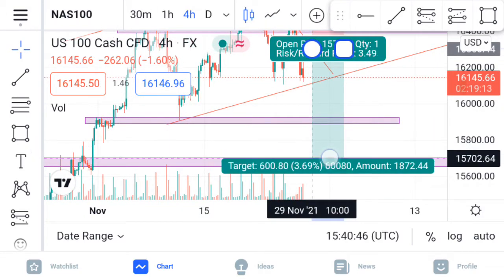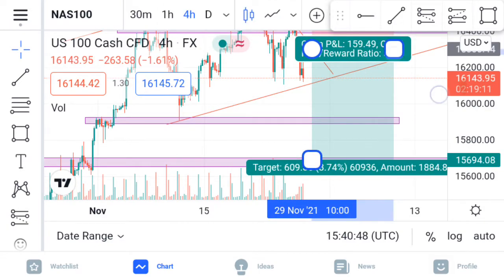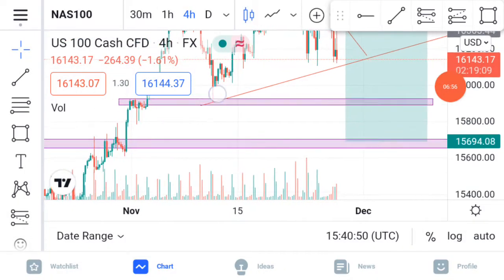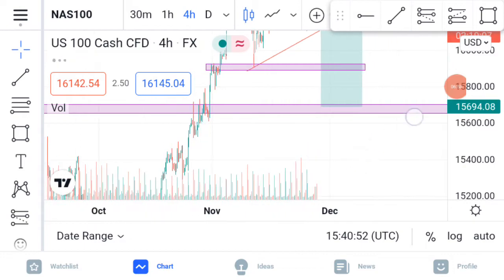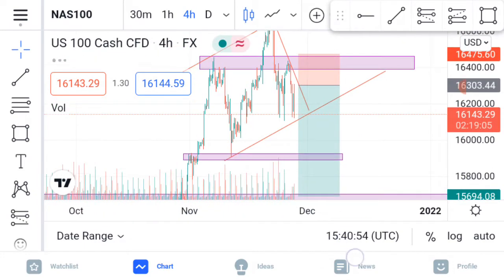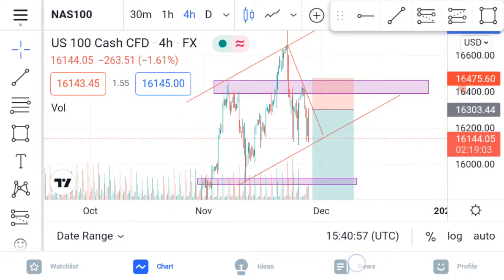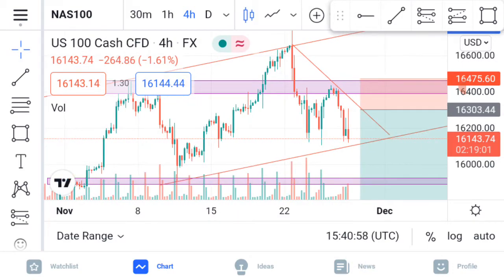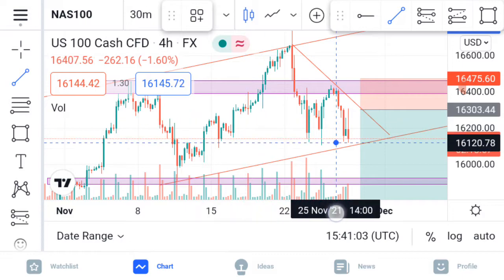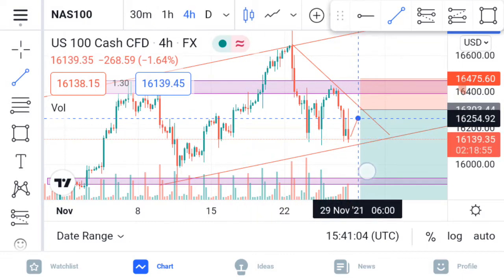Then my second target would be there. So meaning, this is my market structure over here. I've seen what the NAS100 is doing to me and how I can confirm my entries.